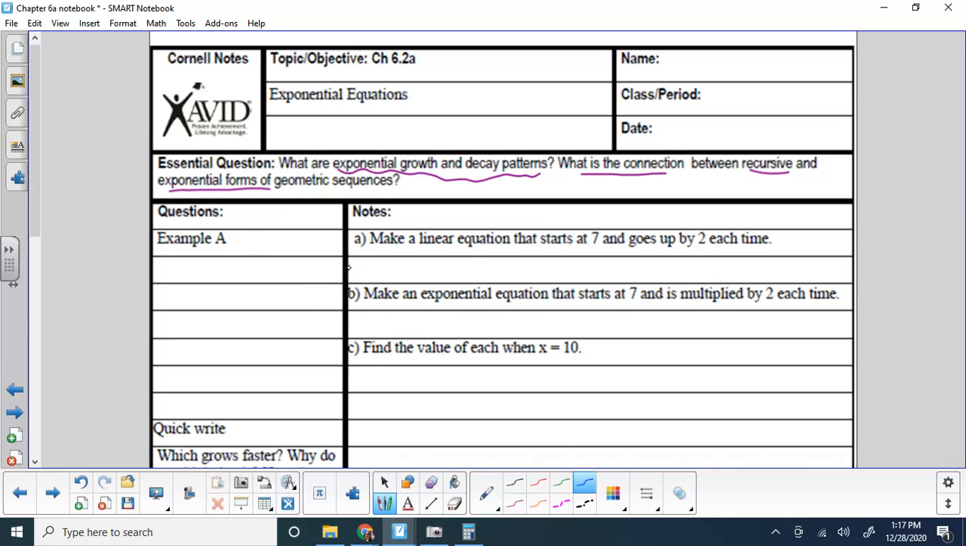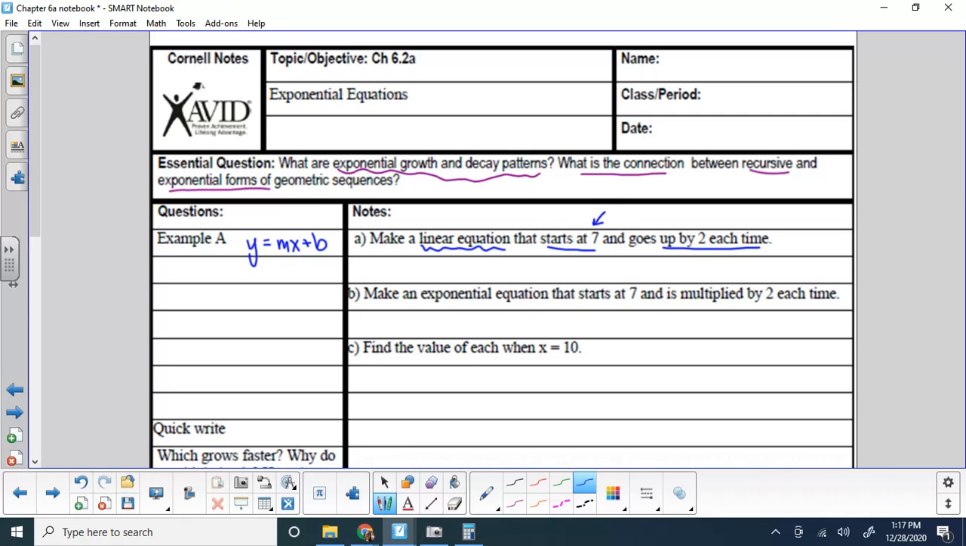To begin, we're going to talk about a linear equation. A linear equation is an equation that is in the format of y equals mx plus b. So our first task is write a linear equation that starts at 7 and goes up by 2 each time. As we remind ourselves about our linear equation, which of these numbers is going to be the m and which one is going to be the b?